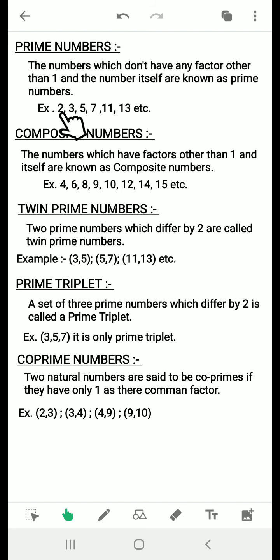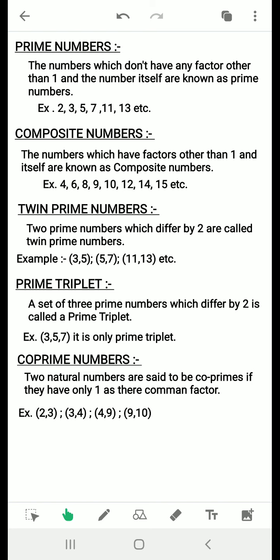Just like 2. 2 does not come in the table of any other number. It can be divided by 1 and by 2, otherwise no. Just like 3, 5, 7, 11, 13. You can see that 13 and 11 are not divisible by any other number. They will not come in the table of any other number, that is, they are prime numbers. That means they have only two factors. The first factor is 1 and the second factor is the number itself. They can't have more than two factors.